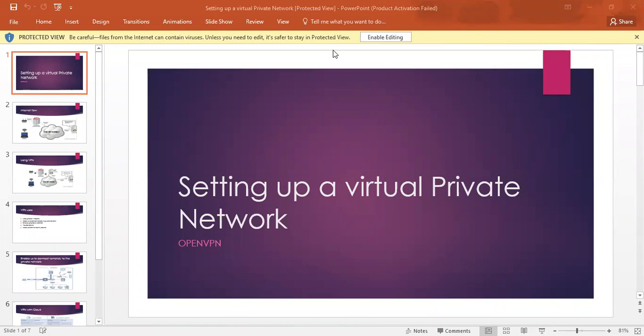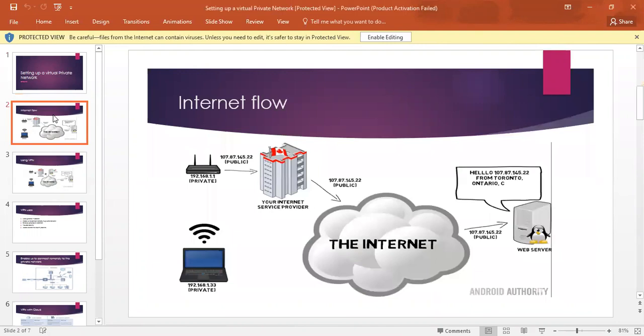Before getting into the topic, let me have a glance at our title, that is, setting up a virtual private network. What does this mean? We have been hearing this term called VPN, and this is what it stands for. The abbreviation of VPN is virtual private network.